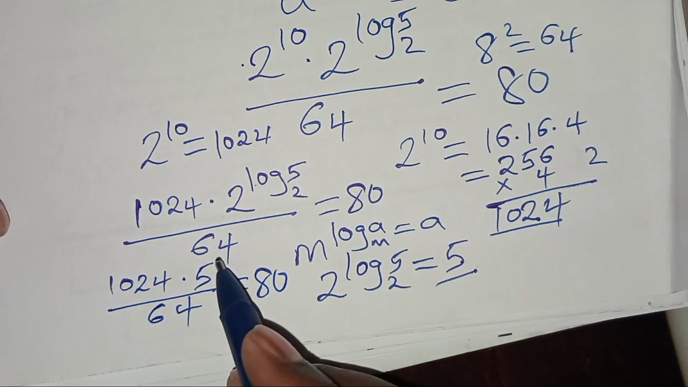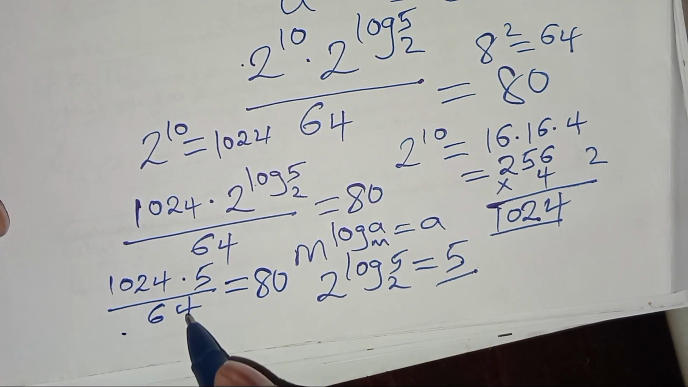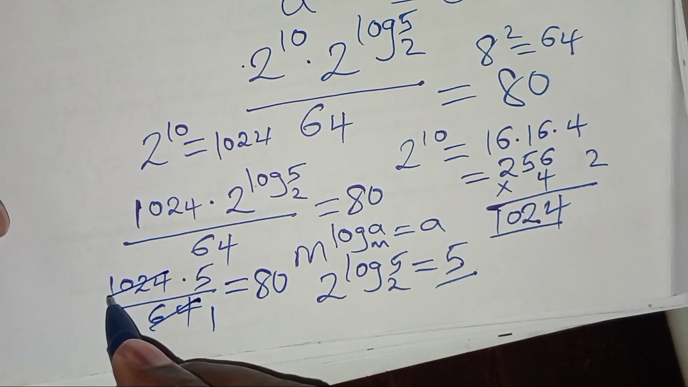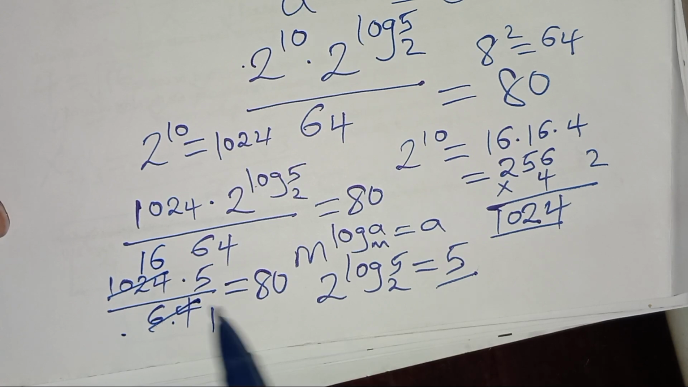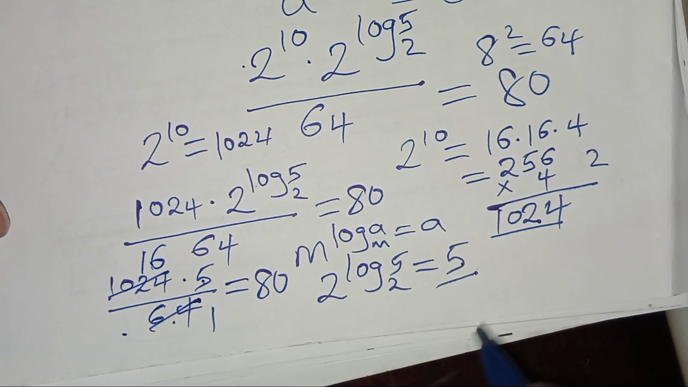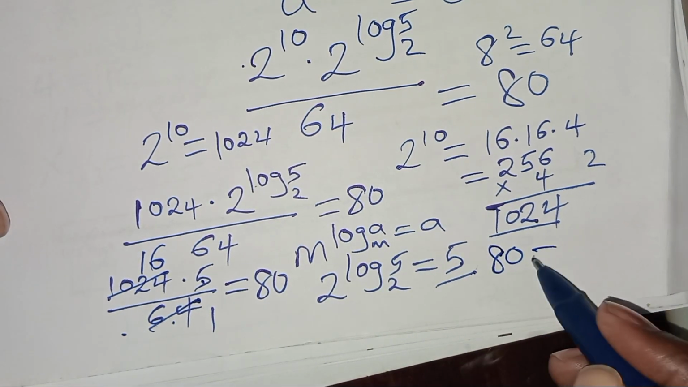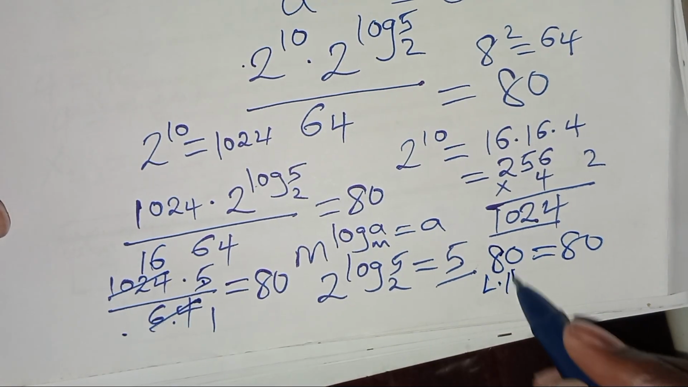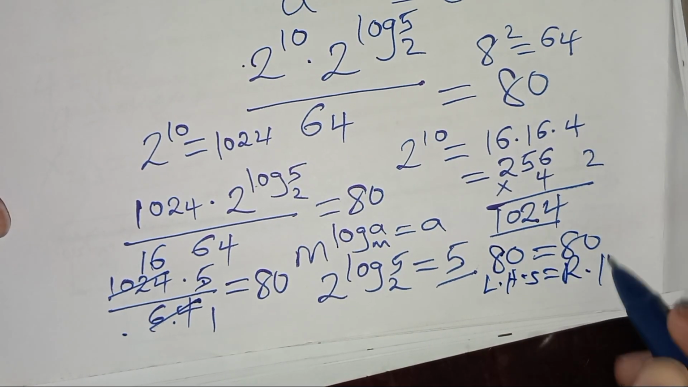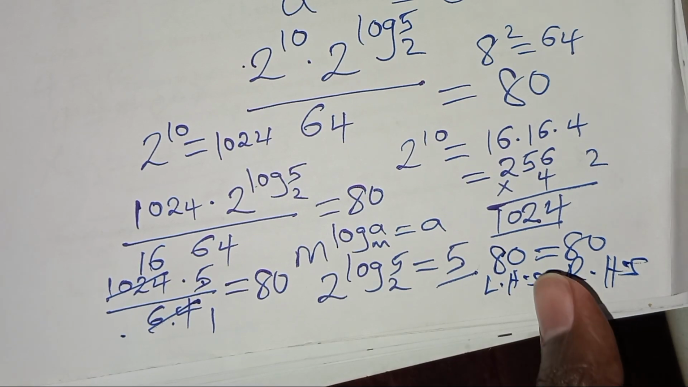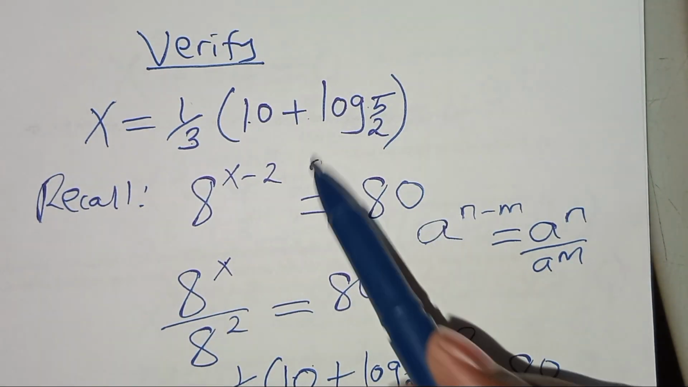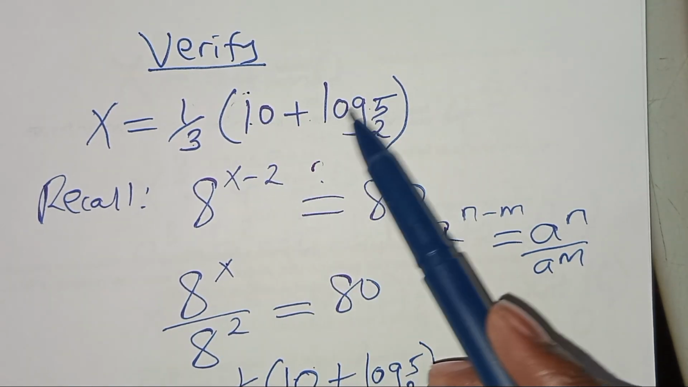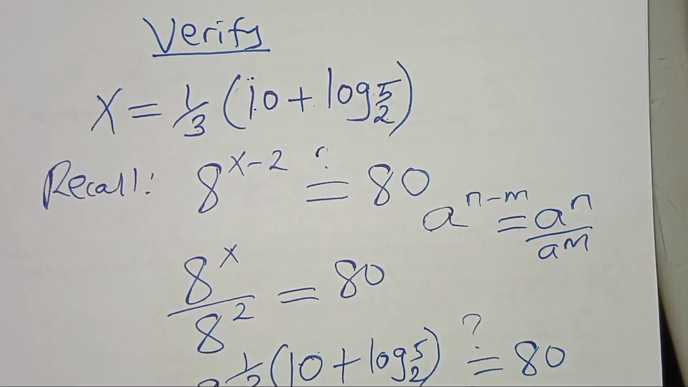Okay, so let's simplify here. Divide 1024 by 64, which is actually equal to 16. So 16 times 5 is essentially equal to 80, and that means that the left hand side is equal to the right hand side, and that affirms that the value of x, which is basically a third into the parentheses 10 plus log 5 to base 2, actually satisfies the equation.